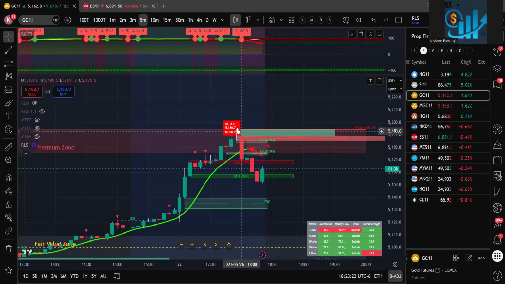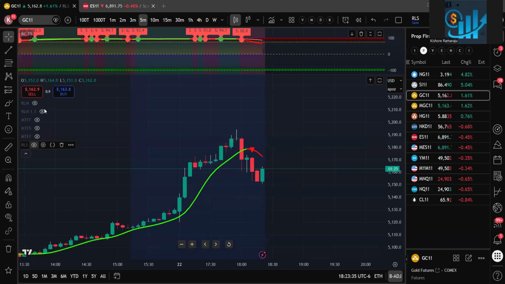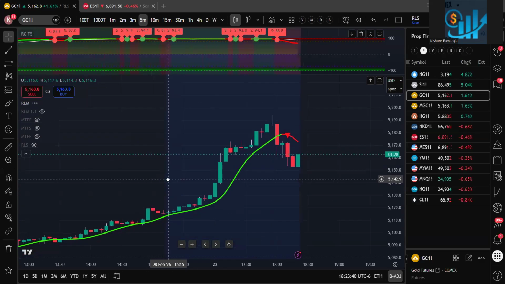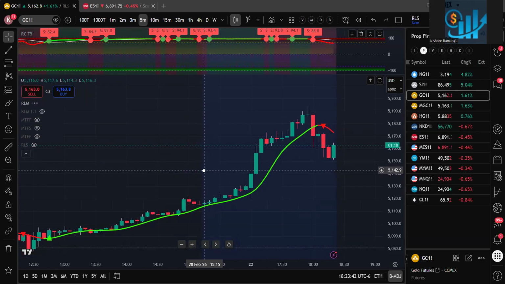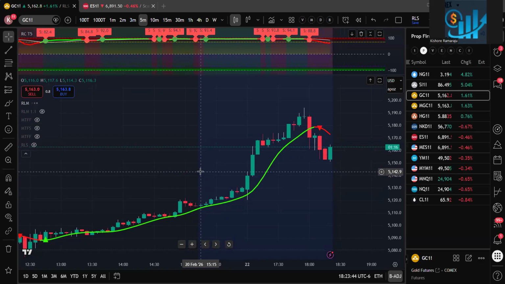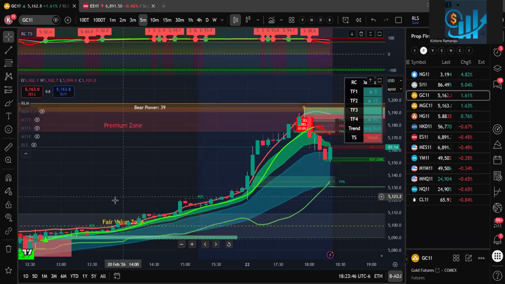So now you got a sell signal, but as we already know, GC is very strong bullish. You don't want to short, right? You wait for the next buy signal. In this way you can use RLS, or you have RLM, which is also mainly for scalping, where you will get more opportunities to enter.